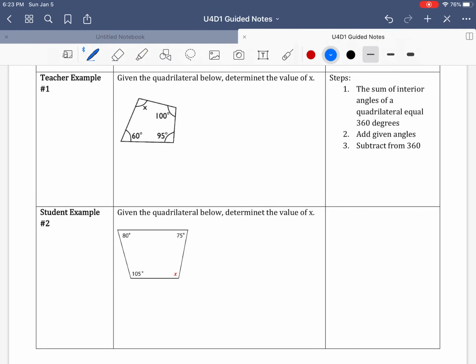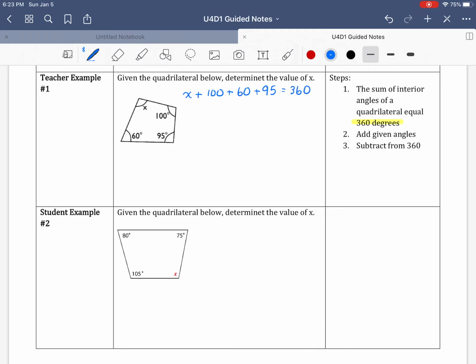So if we're given this quadrilateral below, and we're asked to solve for the value of x, well, it has 4 sides, so we know that this figure is a quadrilateral. That means all the properties of quadrilaterals will apply to the shape. In this case, the interior angles of quadrilaterals equaling 360 degrees. So what we need to do is figure out the value of x by writing the equation x plus 100 plus 60 plus 95 equals 360.